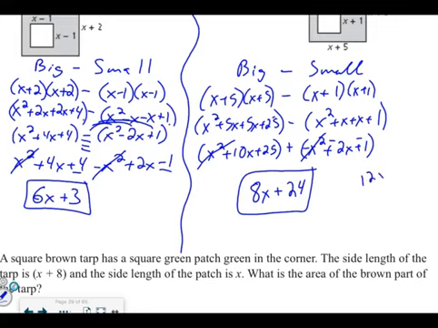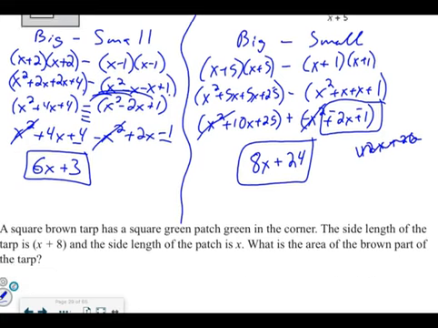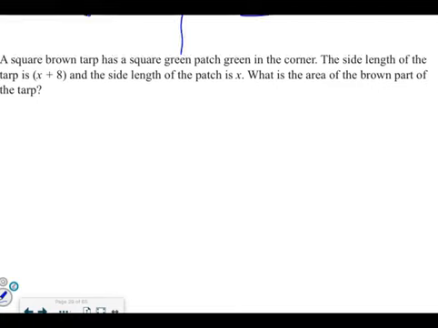If you had 12x plus 26, that means you forgot to switch the signs on this back part, which means you probably forgot to put it in parentheses. So be careful there. That's a common mistake. Okay? All right, last one here that we're going to do together.